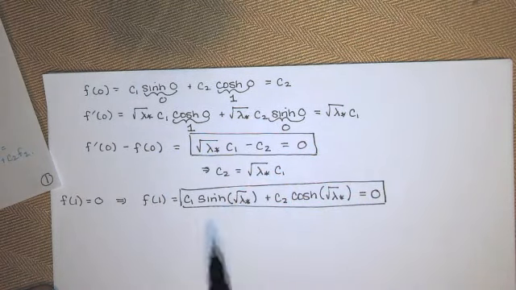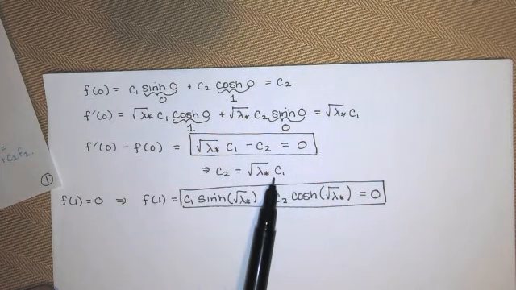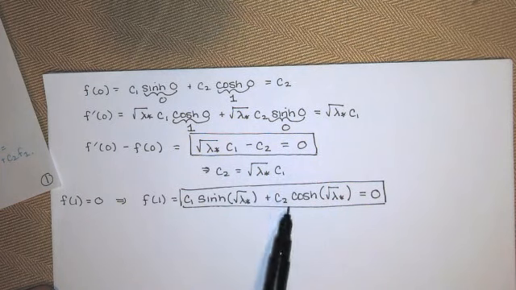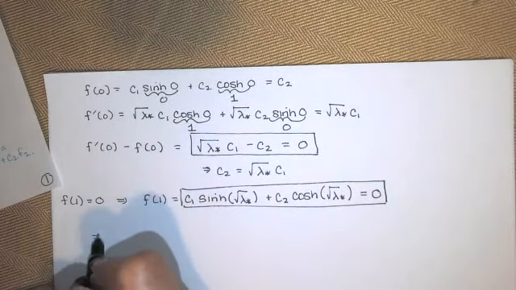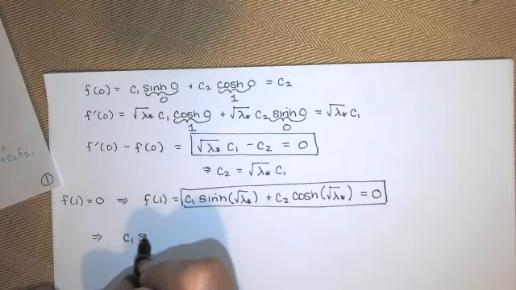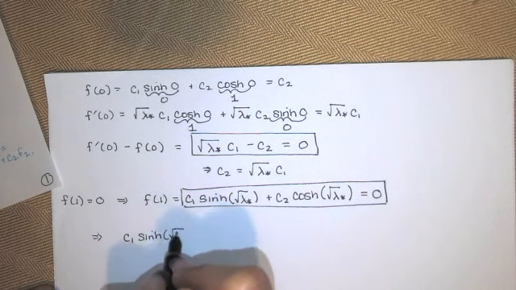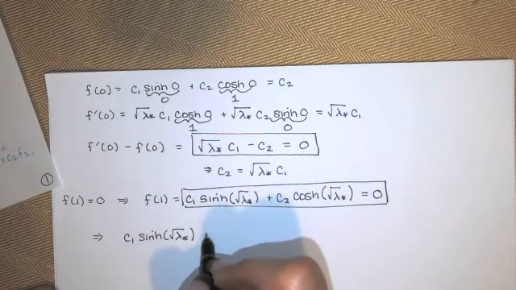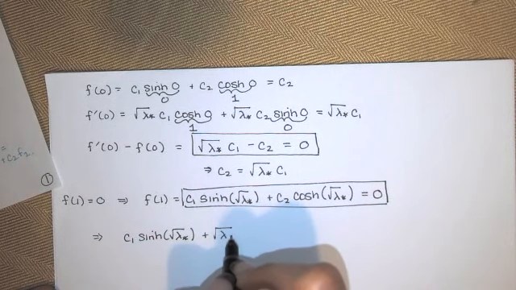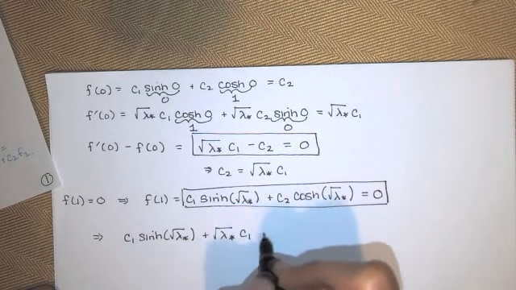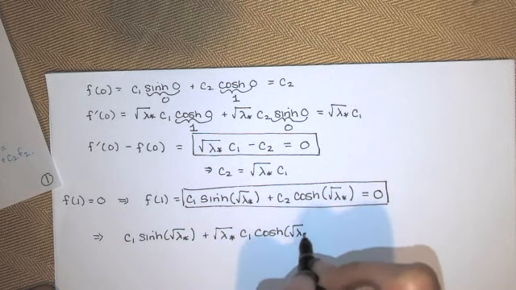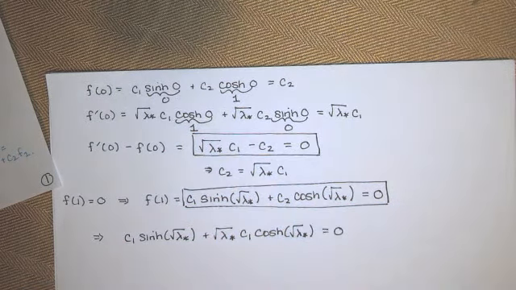We can use a substitution method to solve this. We know that C2 has to equal this. So we can substitute this expression for C2 right here. So we'll have C1 times the hyperbolic sine of this square root of lambda sub star plus C2, which is the square root of lambda sub star times C1 times the hyperbolic cosine of that square root of lambda sub star, that's equal to 0.